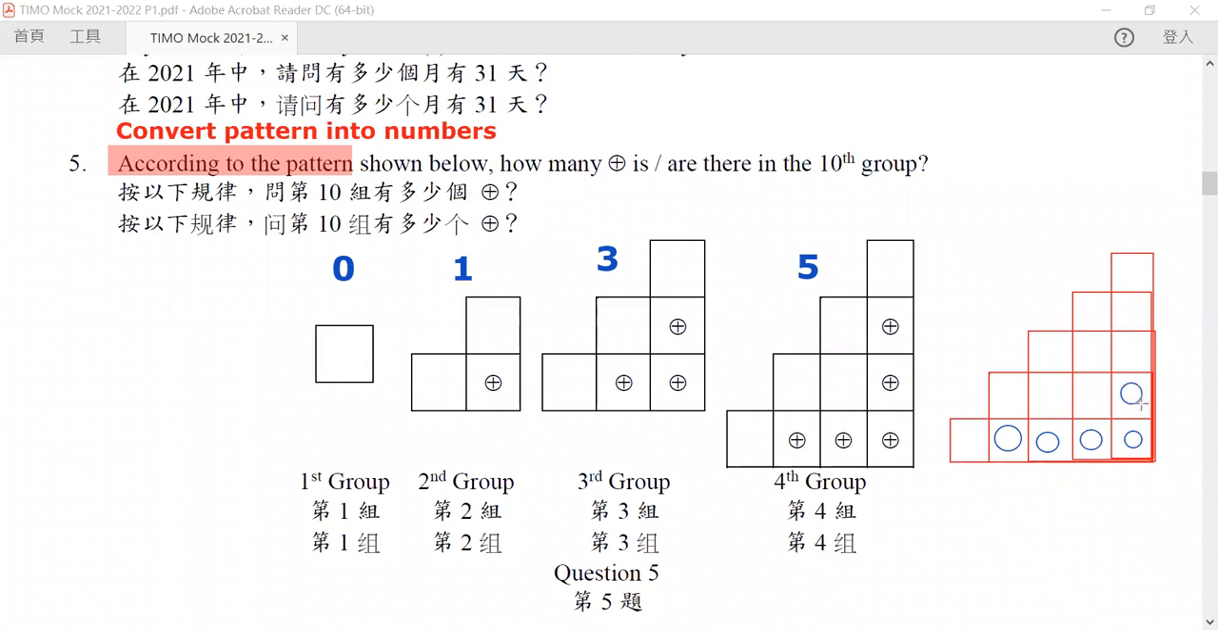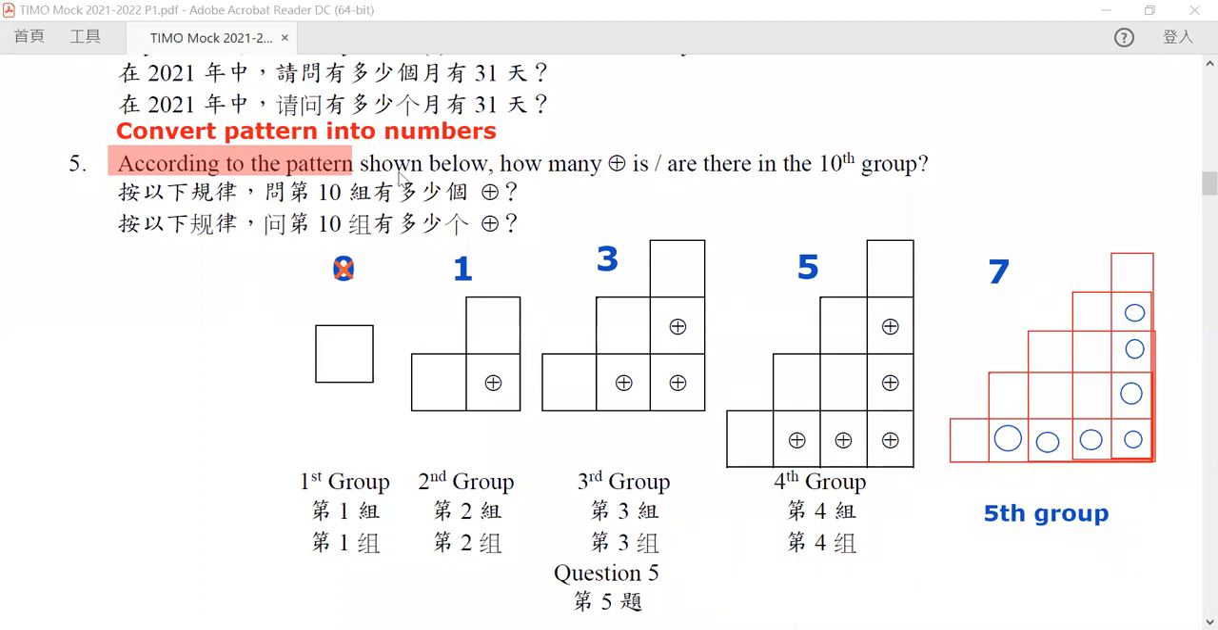Now, I assume that there are crosses within the circles. So this is the final one. By this, you will see that there are 7 symbols within our fifth group. So what is the pattern? Excluding the first number, all other numbers 1, 3, 5, and 7 are all odd numbers.